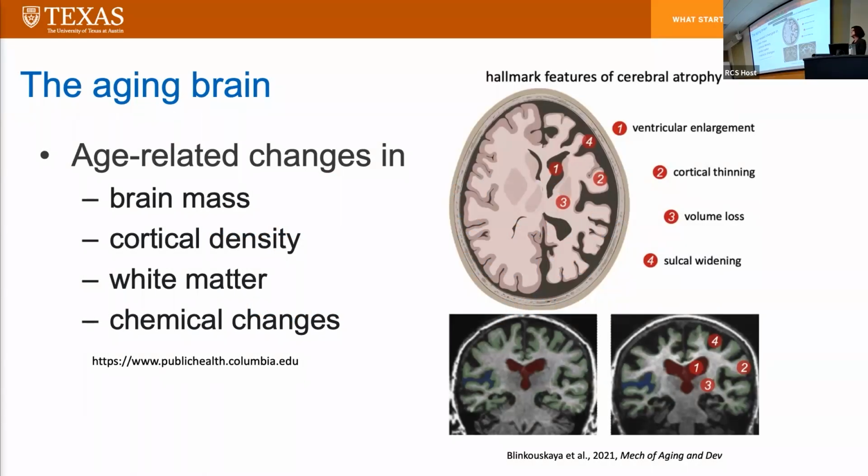fibers that connect neurons to each other in the brain and help different parts of the brain to talk to each other. We also see chemical changes that affect neurotransmitters and protein production in the brain.